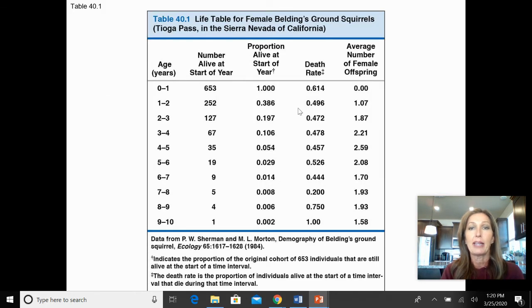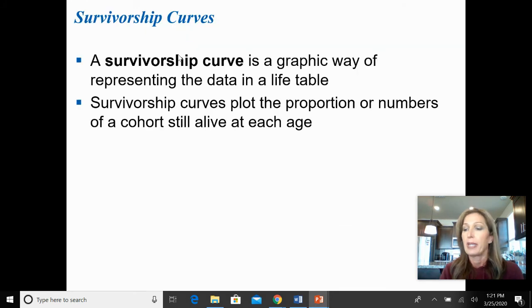So here would be a life table of ground squirrels, looking at where and how many, kind of what this distribution is. Then what you'd also need to know here is how many offspring they are actually producing each year, in order to make some predictions about this particular population. You do need to know survivorship curves.